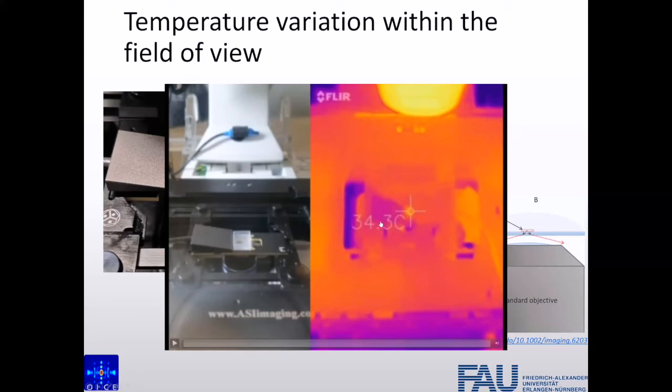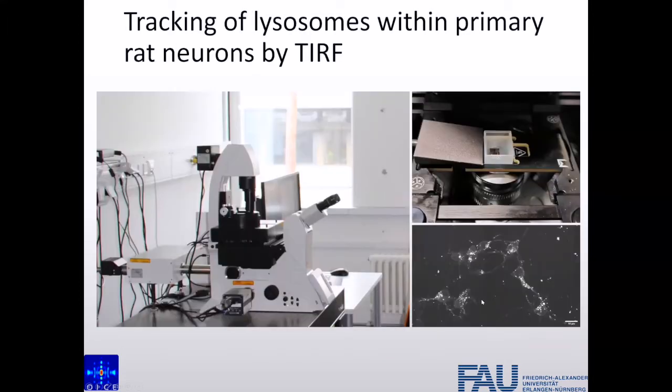This is why I wanted to test whether we already have an effect on the tracking speed of lysosomes within primary rat neurons. For this, we chose the TuRF instrument. This is not incubated, but we used the setup with the VAHEAT chamber. We had nice primary neurons from rats, in a cooperation with the psychiatry department. We stained the lysosomes, which is pretty easy with LysoTracker.